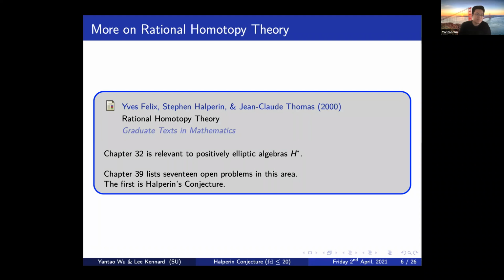The last 5 slides give an introduction to rational homotopy theory. This book is very helpful. Chapter 32 talks about some of the structure of positive elliptic algebras, and in chapter 39, this book lists 17 open problems in this area. One of these is the Halperin conjecture. I will not give the original definition of the Halperin conjecture because it uses terminology I don't really know, but I will work on it from the algebraic method.